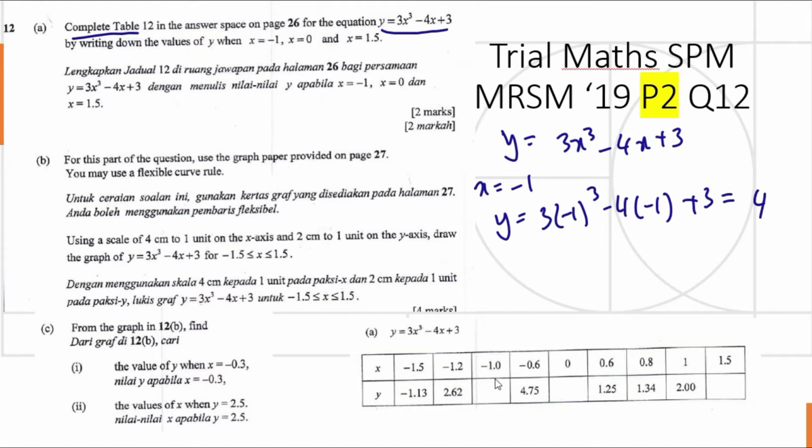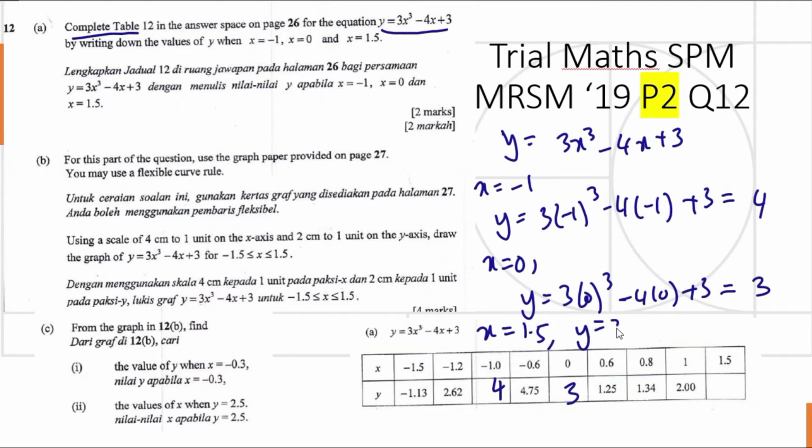4. So this one is 4. When x is equal to 0, y is equal to 3(0) cubed minus 4(0) plus 3, so this is 0, we get 3. And this value we get by substituting 1.5. When x is equal to 1.5, then y is equal to 3(1.5) cubed minus 4(1.5) plus 3, which is equal to 7.13. So this one is 7.13.